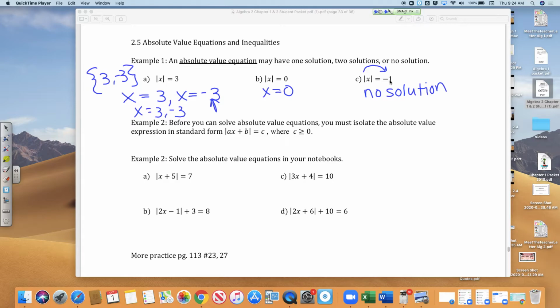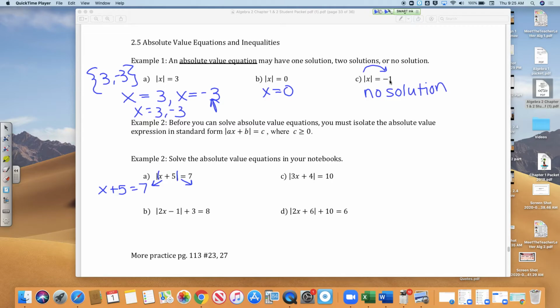So in letter A, we have the absolute value of x plus 5 equals 7. These absolute value bars are isolated. That means there's no number being added to it or subtracted from it. There's no number being multiplied or divided. It's just the absolute value of x plus 5 equals 7. To solve these types of equations, you split them up into two separate equations because there's usually two answers for each absolute value question. And what you do is you drop the absolute value bars and you just write x plus 5 equals 7 as one of your equations.